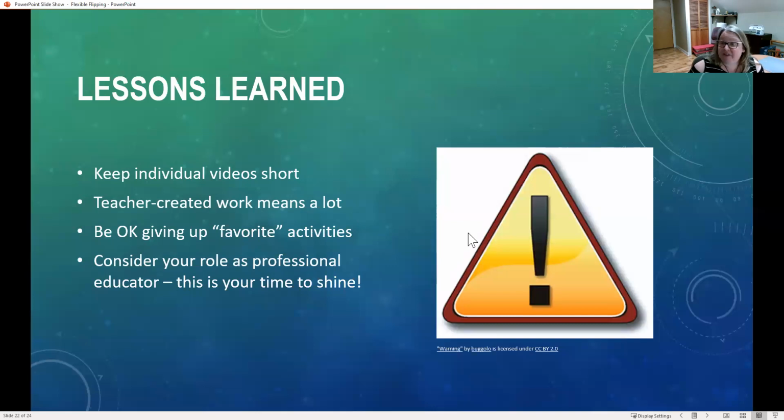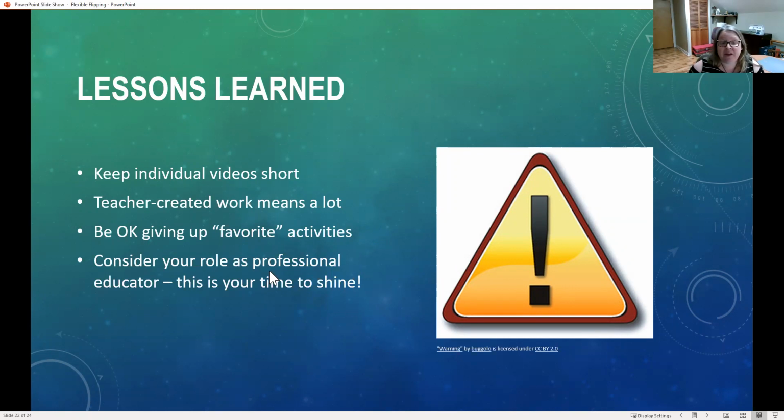Be okay giving up your favorite activities. Being intentional in your design means that every activity is meeting a course objective. So be okay giving up some of those favorite things to make sure that they're walking away with the skills you want them to have.